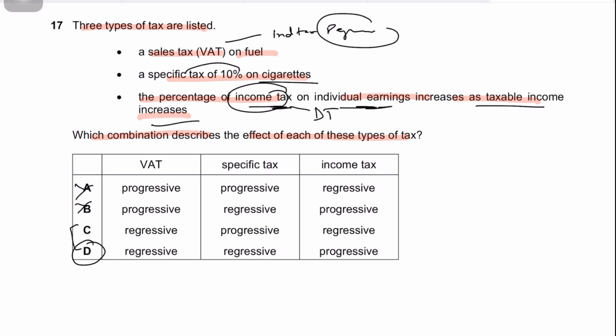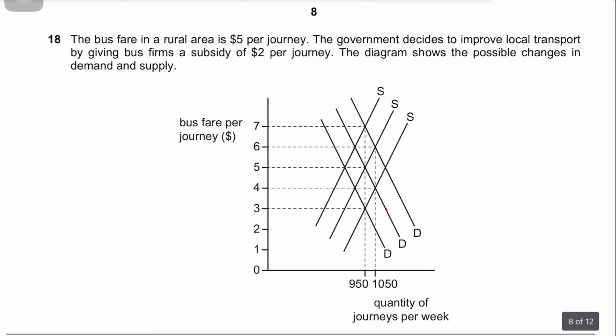Progressive taxes create a more even, or equal, distribution of income. So 17 should be D for David. Okay guys, question 18 says the bus fare in rural areas is $5 per journey.